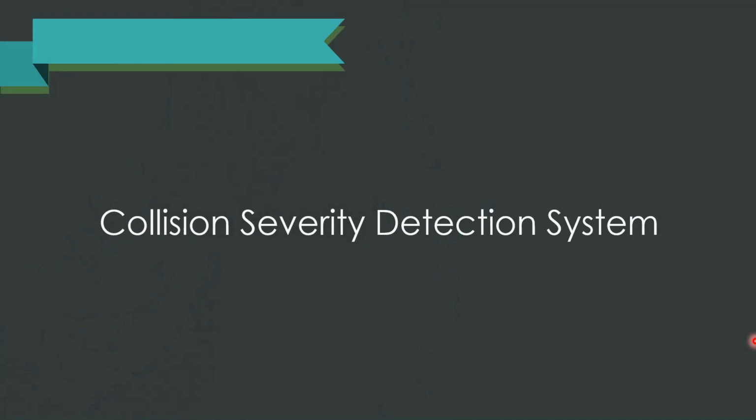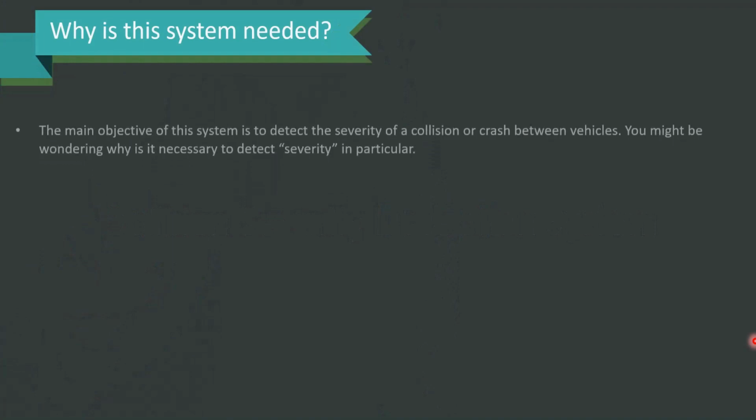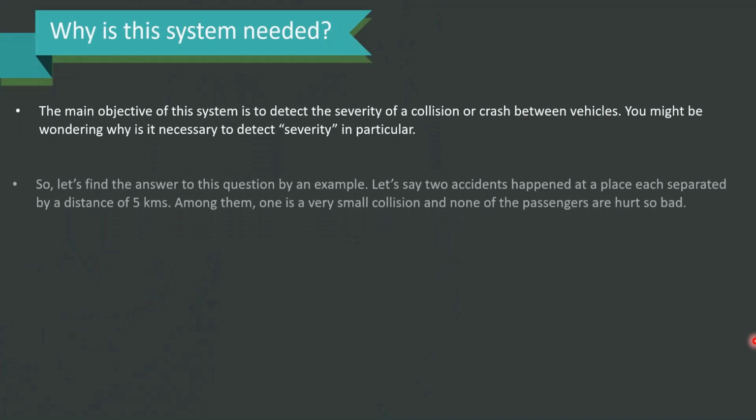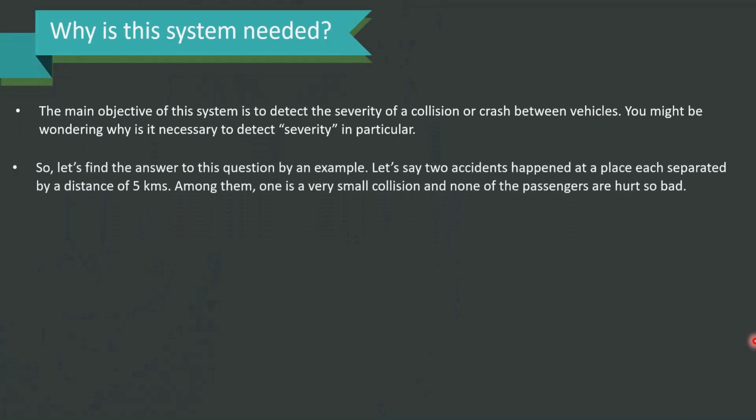The Collision Severity Detection System. Why is the system needed? The main objective of the system is to detect the severity of a collision or a crash between vehicles. You might be thinking, why is it necessary to detect severity in particular?